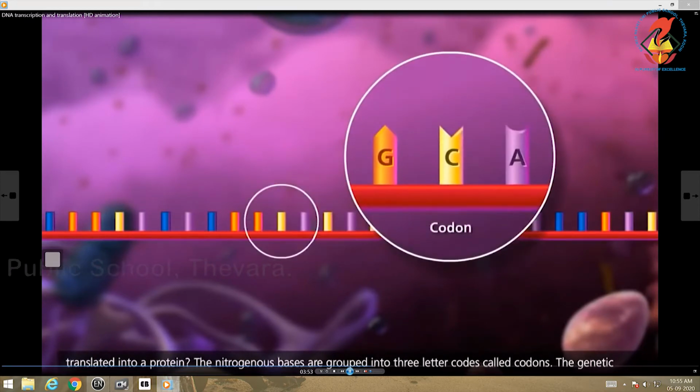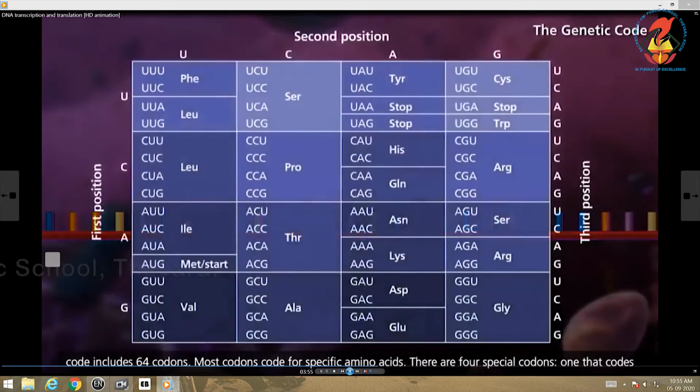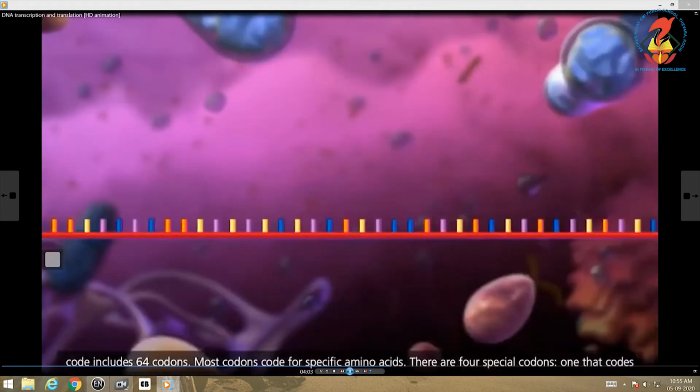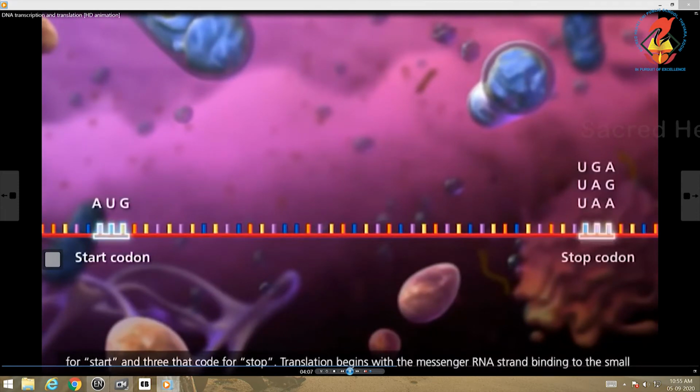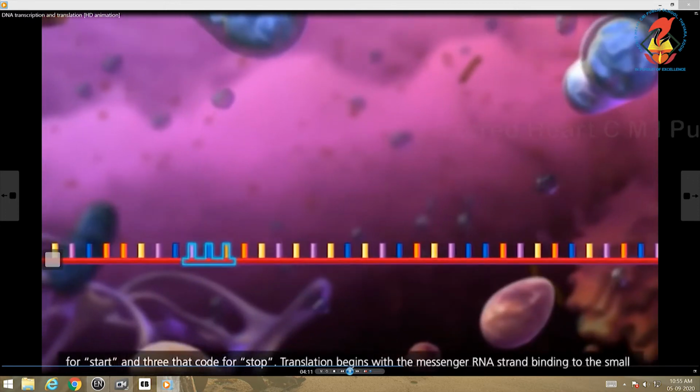The triplet bases are called codons. Now we have the genetic code, which is a checkerboard of codons to make reference to which amino acid comes to which codon. We have the mRNA with the start codon and with the stop codon.